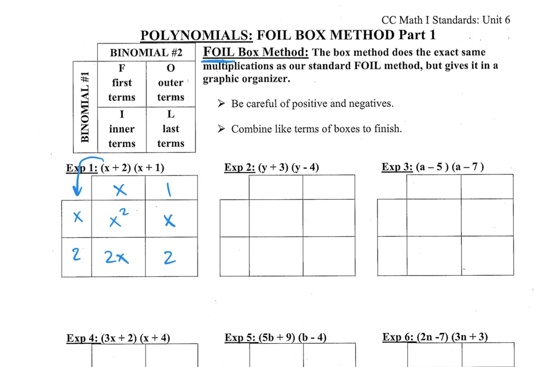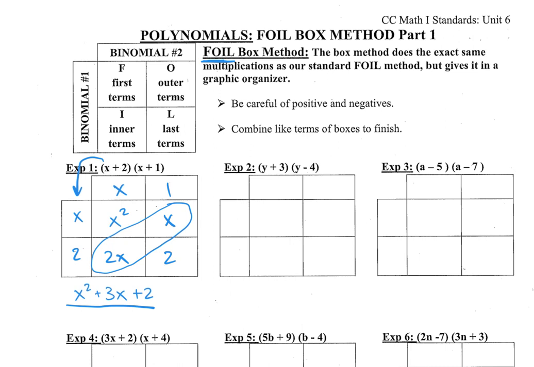Now you'll notice that this diagonal, these are your like terms. Those two will always be your like terms. So you're going to add those as you exit the box. So I have x squared up front, 2x plus x is plus 3x, plus 2 to finish. And that's my answer. Let's do one more.